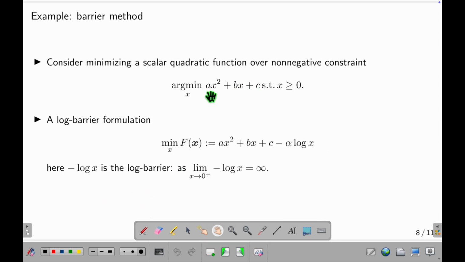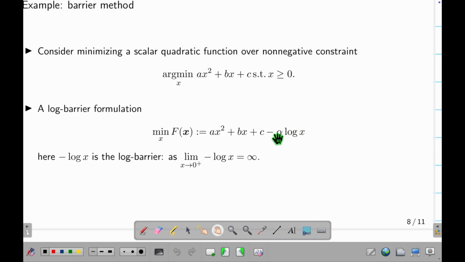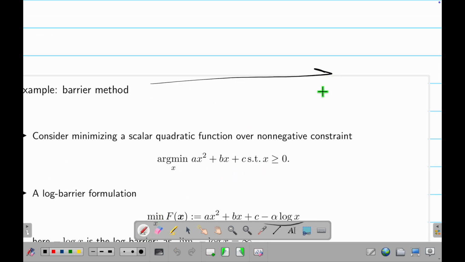So I want to minimize a simple function ax² plus bx plus c such that x is larger than 0. We know we just do projected gradient descent. But what happens if I don't know how to do projected gradient descent? I want to do this instead. So what do I do? I add minus log x. Why? Because I minimize this.